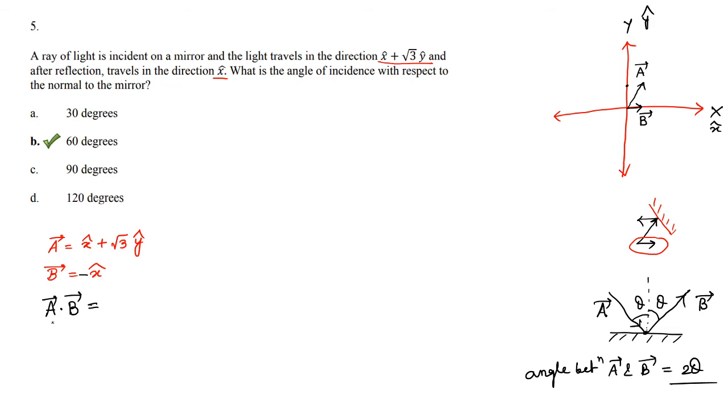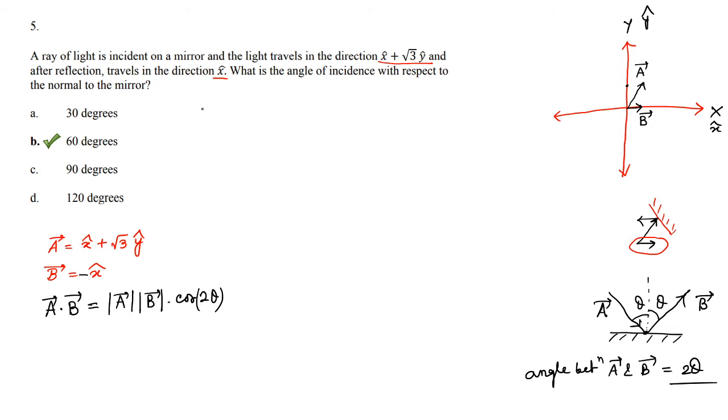Why? Because we know the formula for dot product is A vector dot B vector equal mod A vector into mod B vector into cos the angle between A vector and B vector, that is, here it is 2 theta. So cos of 2 theta. Okay. Now what is mod A vector and what is mod B vector? Mod A vector is the magnitude of A vector and mod B vector is magnitude of B vector, right?